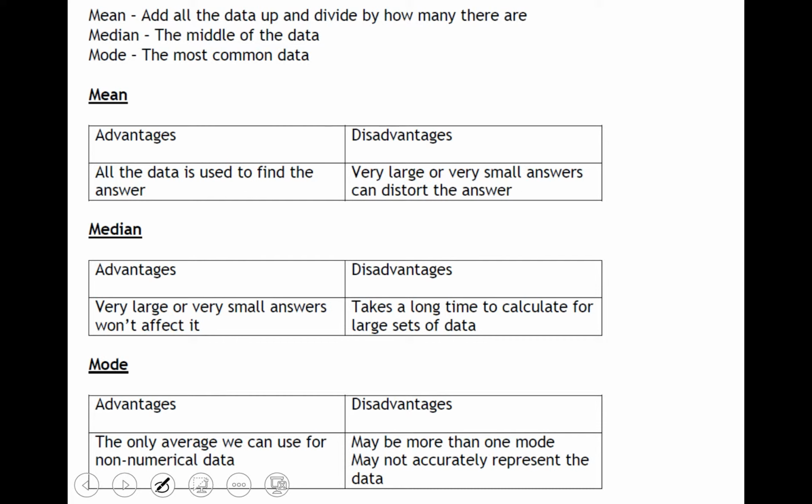The advantage of the median is that very large or very small answers won't affect it, but the disadvantage is that it takes a long time to calculate for large sets of data. The advantage of the mode is that it's the only average we can use for non-numerical data. The disadvantage is that there may be more than one mode, and another disadvantage is that it may not accurately represent the data.